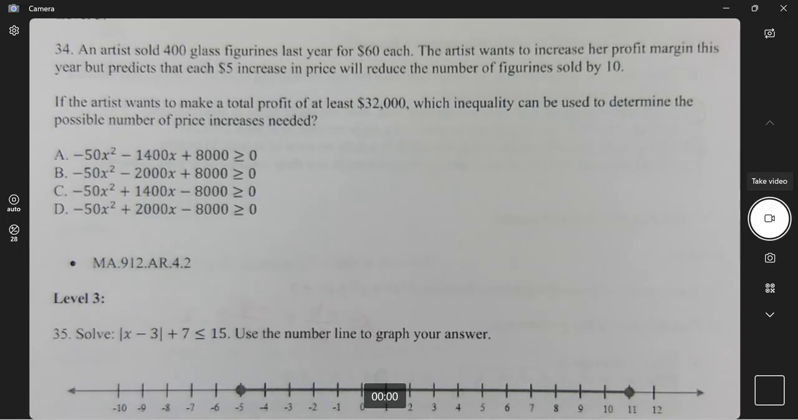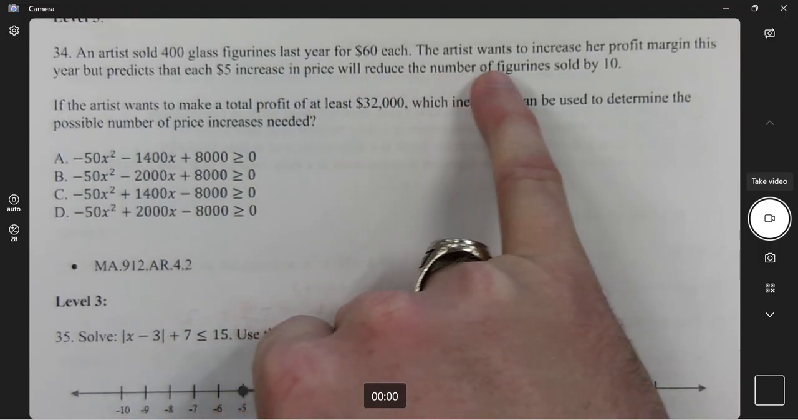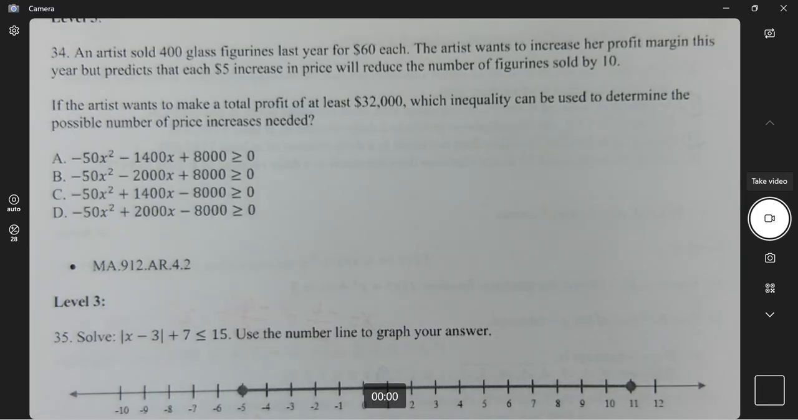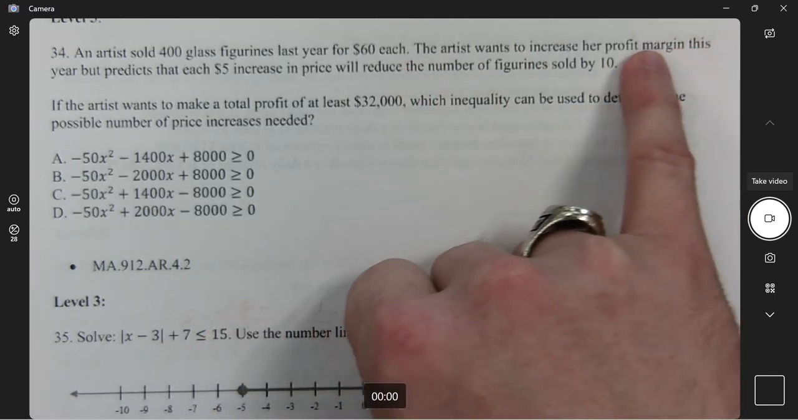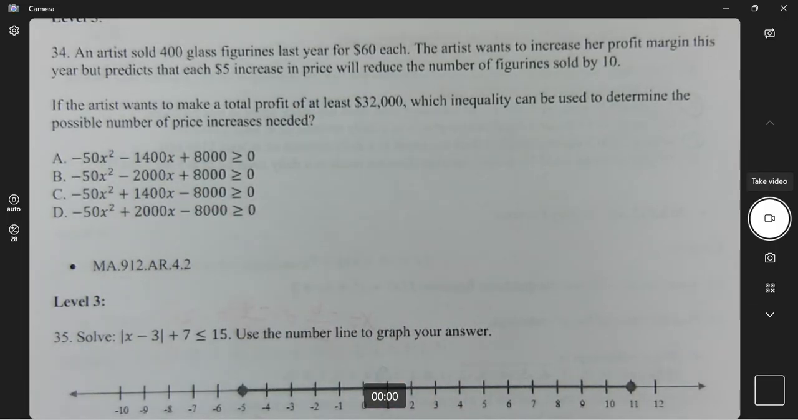It says, an artist sold 400 glass figurines last year for $60 each. The artist wants to increase her profit margin this year, but predicts that each $5 increase in price will reduce the number of figurines sold by 10. The artist wants to make a total profit, which, by the way, is the same as profit margin and all that stuff. If the artist wants to make a total profit of at least $32,000, which inequality can be used to determine the possible number of price increases needed?